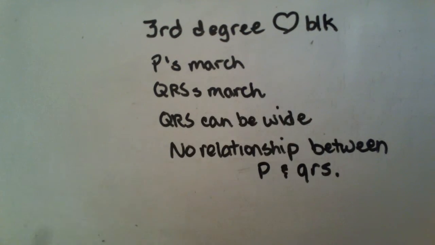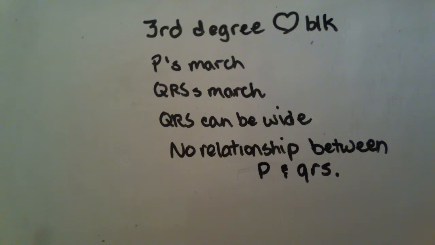So the P's march, so P wave to P wave march is regular. The QRS's march, so they're regular. R to R, Q to Q, they're regular. The P's are regular, the QRS's are regular. The QRS's can be wide. In second degree block, they can be narrow or wide, but they're generally a little to the wide side, but that's not all the time. Just be looking for the missing QRSs.